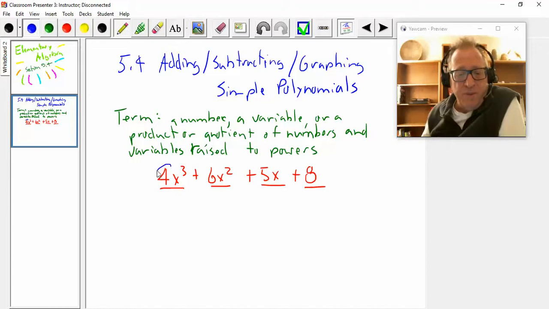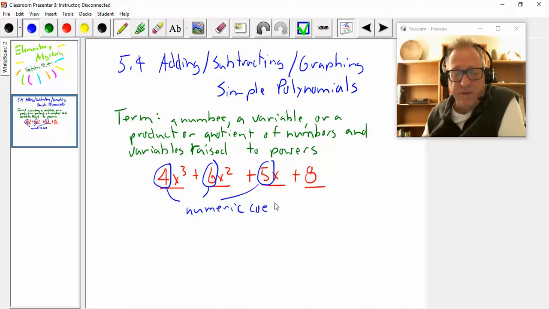Well, what about these guys? What do we call that 4? What do we call that 6? What do we call that 5? Do you remember? Those are what we call coefficients, or sometimes we'll call them the numeric coefficients of the term.